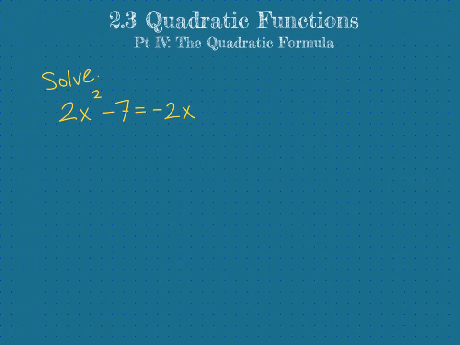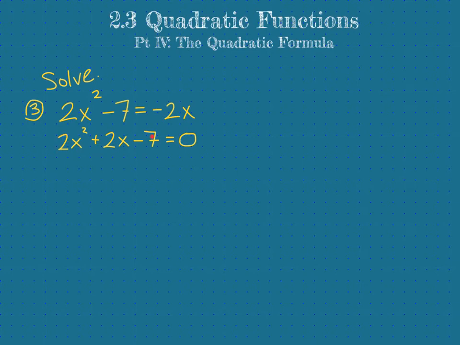Okay, let's take a look at problem number 3. We want to solve this quadratic. We do have to first make sure we get to 0, so I'm going to add 2x to both sides, and I'll put it where it belongs in between the x squared term and the constant term, because we need it to be equal to 0.